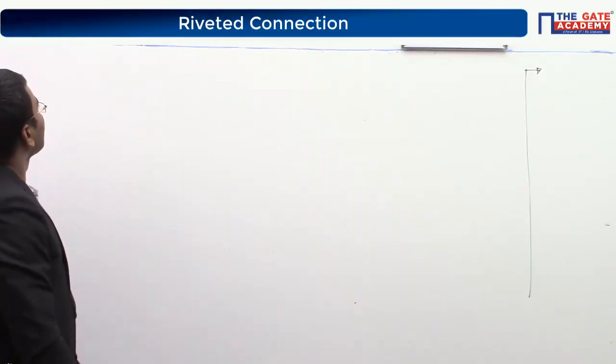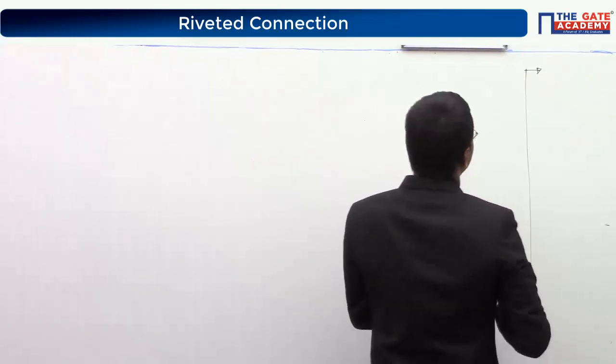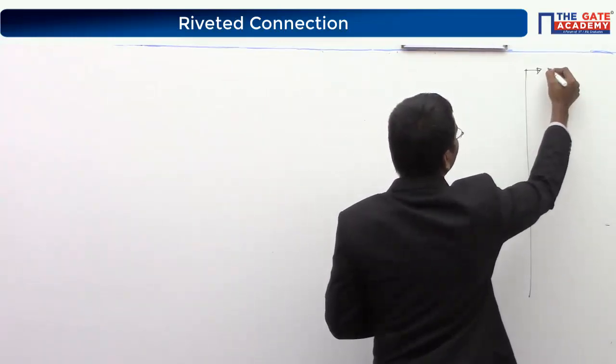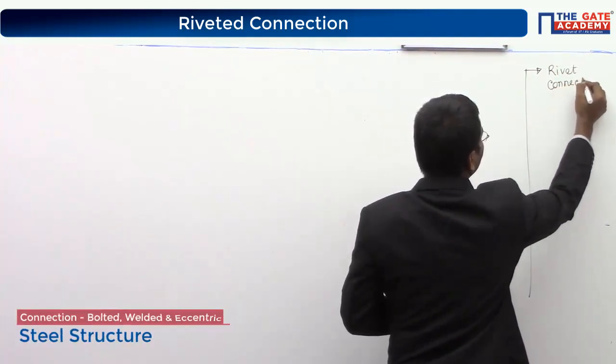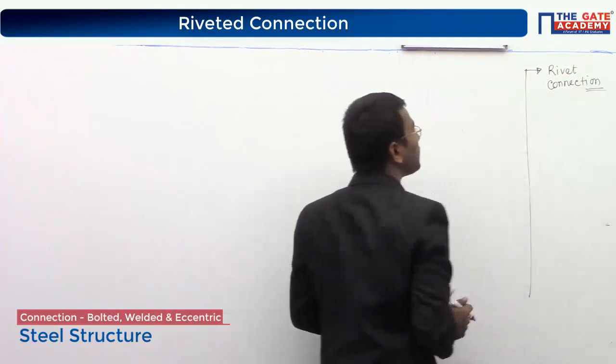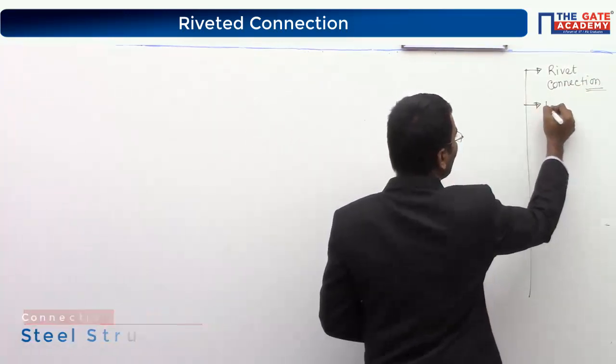Now first one, write down your new chapter, which is your connection chapter: bolted, welded and bracket connection. So in this chapter we will discuss the rivet part, rivet connection, within 15 to 20 minutes for this portion. Then we will discuss your bolted connection.